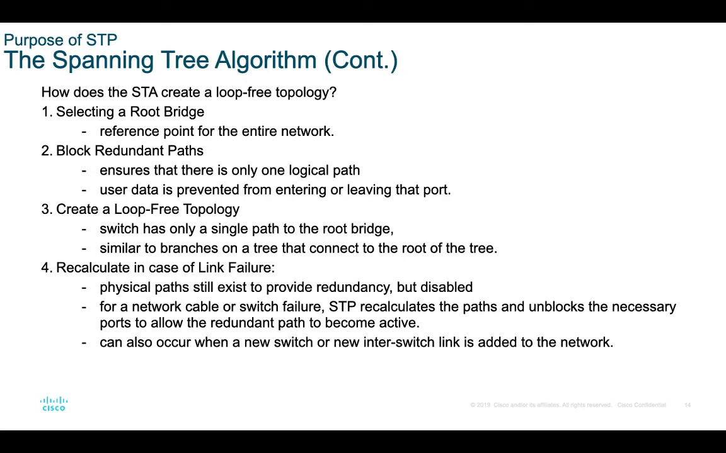When we have a root, all other switches should have a path toward the root. When we have a path toward the root, we need to block connections to other switches that create an alternate path to the root. And then we have a loop-free topology. The algorithm also does a recalculation. As I said, if a link goes down, we open back the blocked path. We will take a look one by one at how to select a root bridge, how to block redundant paths, and so on.